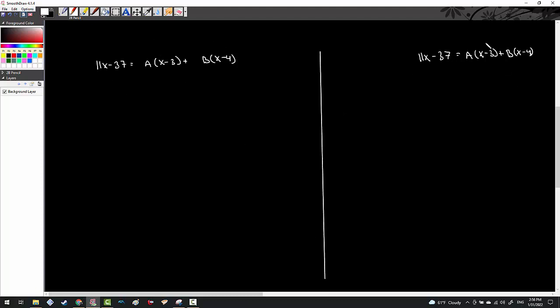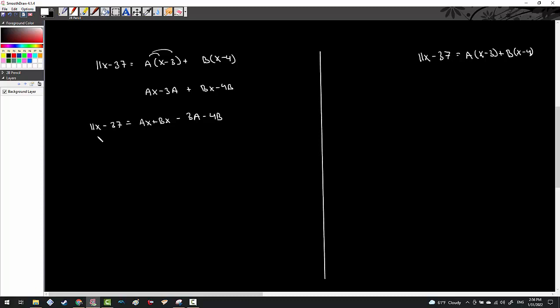I'm going to have a different version of how I'm going to solve for a and b on the right. And the way I'm going to solve for a and b on the left is going to be more of a traditional thing. I'm going to call it ax minus 3a plus bx minus 4b. And I'm going to group the a things together. So I'm going to say ax plus bx minus 3a minus 4b equals 11x minus 37.